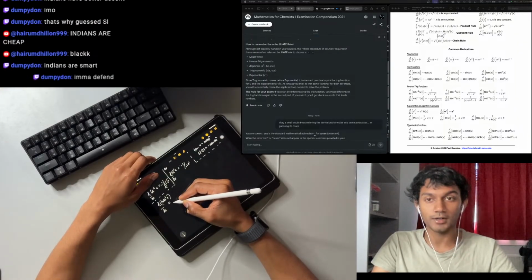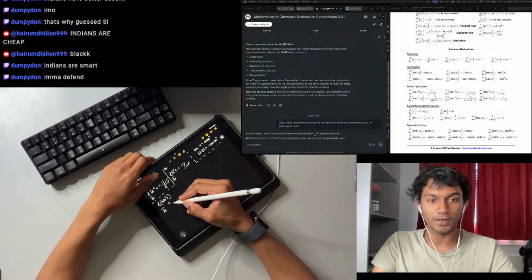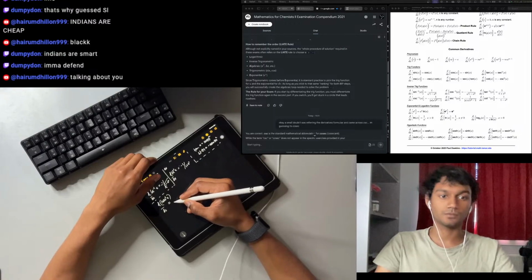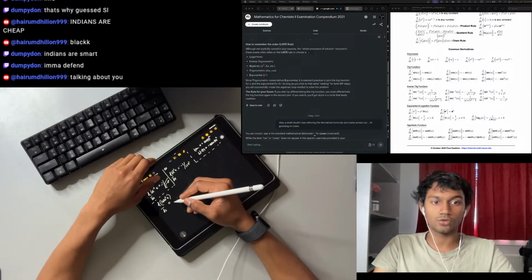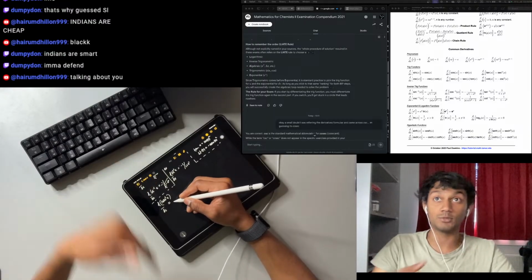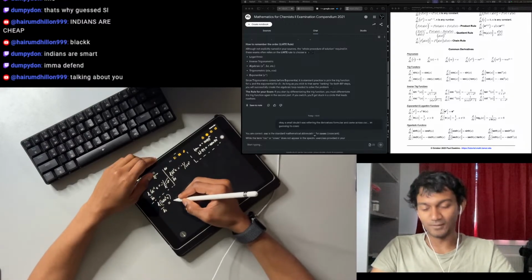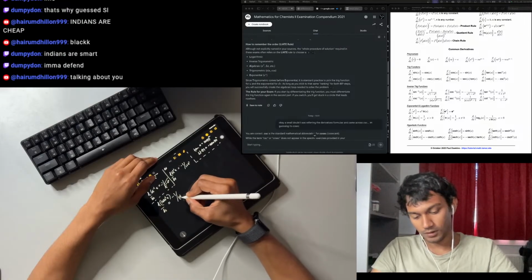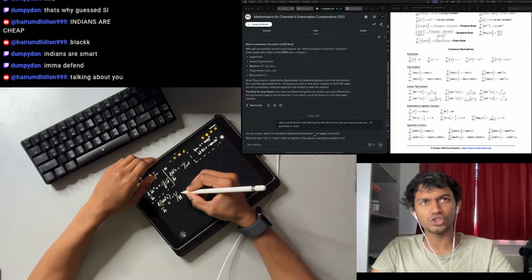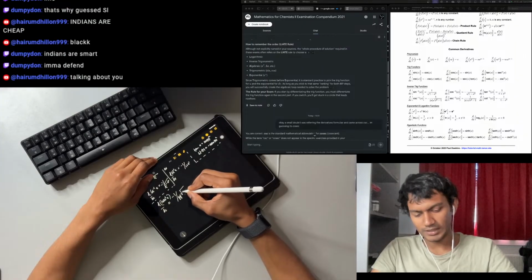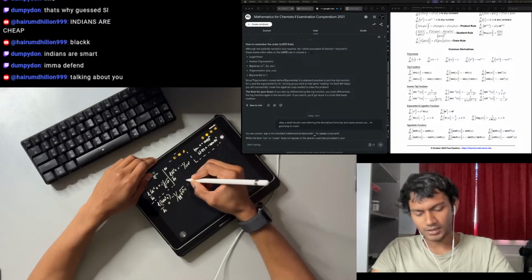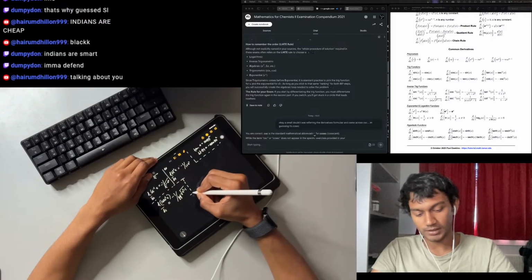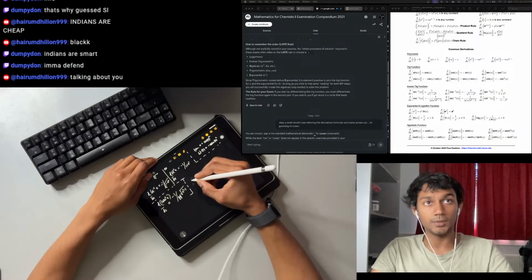Indians are smart. Well, I'm not. Oh, shit. Talking about me, that I'm cheap? Whoa. Well, I don't know how to respond to that. What exactly is cheap? What do you mean? Like cheap labor, or like cheap that they are really greedy and don't want to spend money? Because cheap means a lot of stuff.